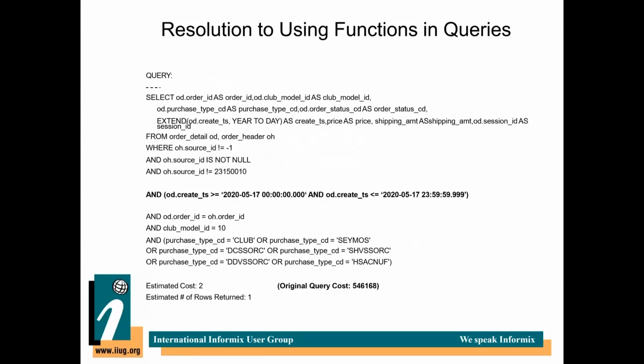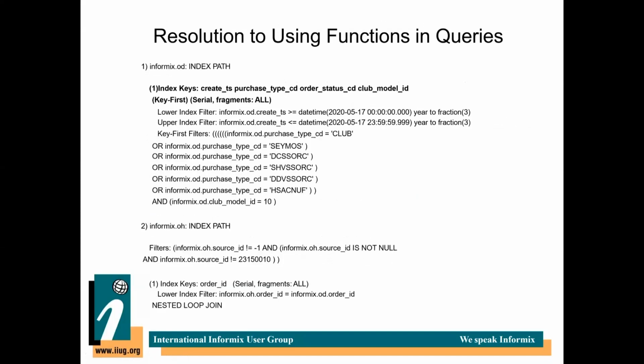So what we did was get rid of the extend function, because they were looking for just a 1 day range. So we used the create TS field, where it's greater than or equal to the beginning of the day and less than or equal to the end of the day. The original cost was $546,000, and after changing it, it was down to 2. Again, this query went from like 15-20 minutes down to like 1 second. Made a big difference.